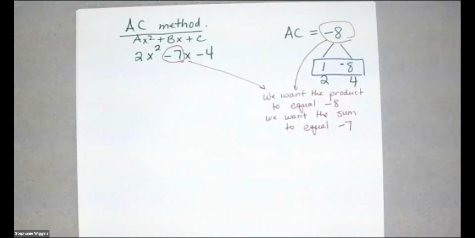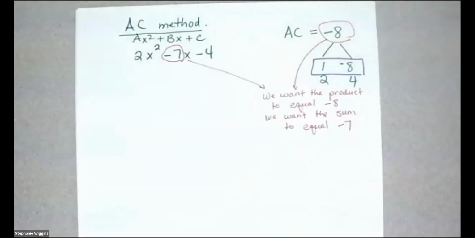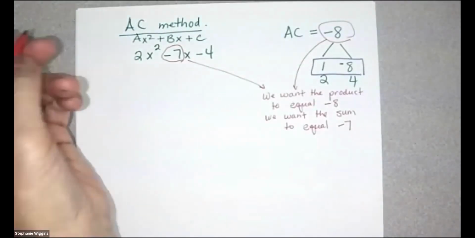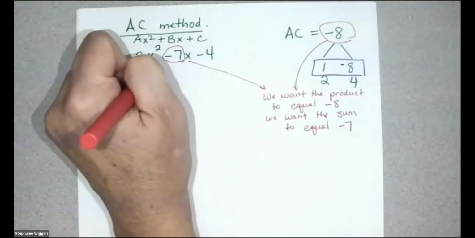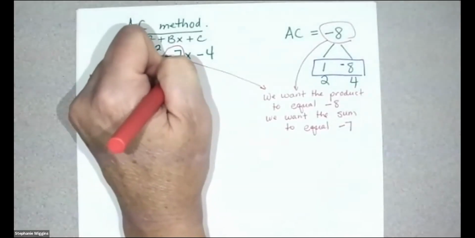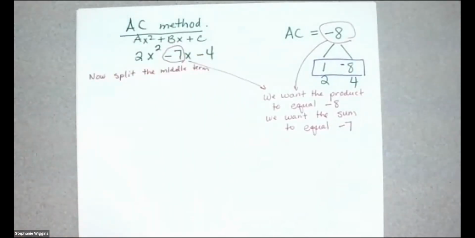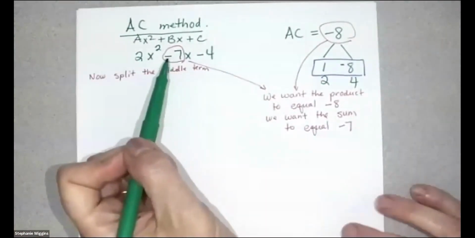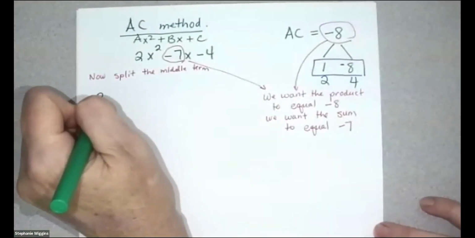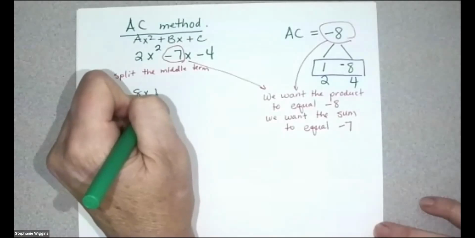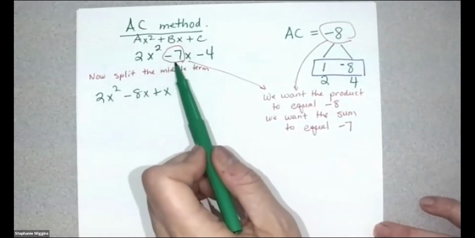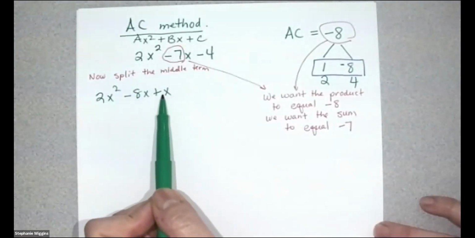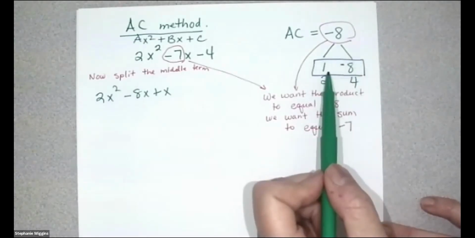So this is the choice that I want to select right here, and I want that to be a negative. Now that I've figured that out, I'm going to go ahead and split the middle term. When we split the middle term, it's going to look like this. I'm going to replace negative 7x with negative 8x plus x. See how that combines to give me negative 7x? So I just took this and split it. These coefficients, here's 1, here's negative 8, come from this over here.